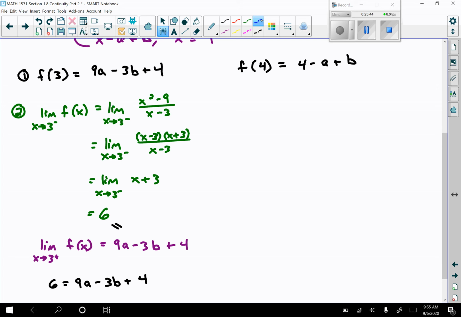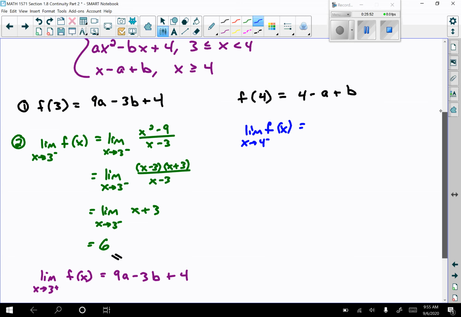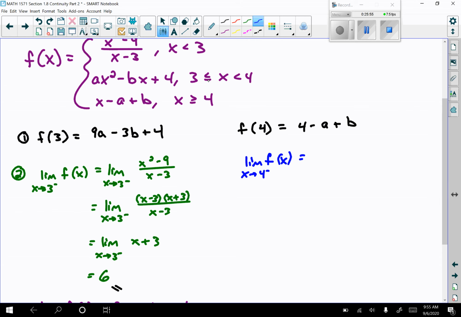I'm going to go through the same process for f of 4. So here I have the limit of f of x as x approaches 4 from the left. If I go back up here, 4 from the left is this middle expression. So now x is 4, so I'm going to get a 16a, and then a minus 4b, and then plus 4. And then the limit as x approaches 4 from the right, I'm using this bottom one here, which again matches f of 4. So this is going to just give me 4 minus a plus b.